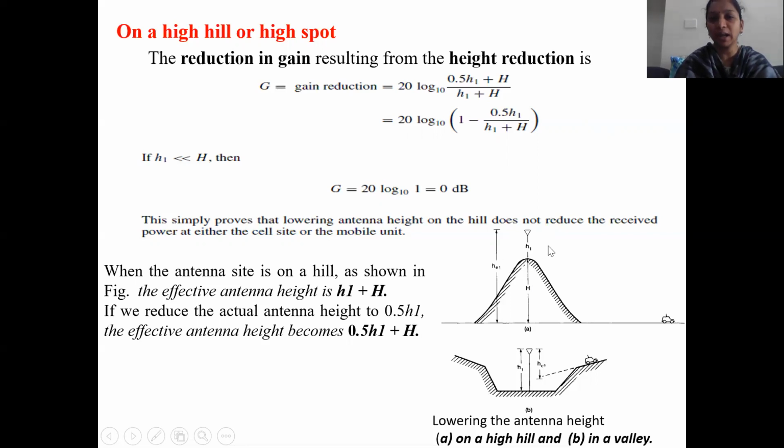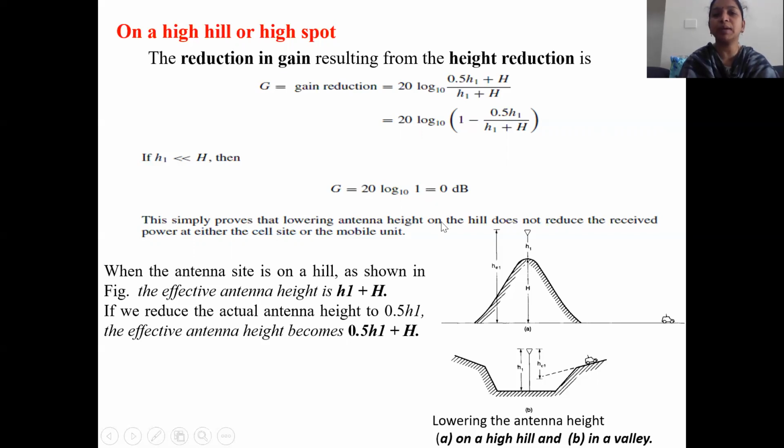When the antenna is on a hill, as shown in this figure, the effective antenna height is small h1 plus capital H. If we reduce the actual antenna height to 0.5 h1, the effective antenna height becomes 0.5 h1 plus capital H, divided by the effective antenna height without reduction. After simplification, if the height of the antenna is less than the height of the hill, then gain is equal to 20 log 1. So at that time it will become 0 dB.